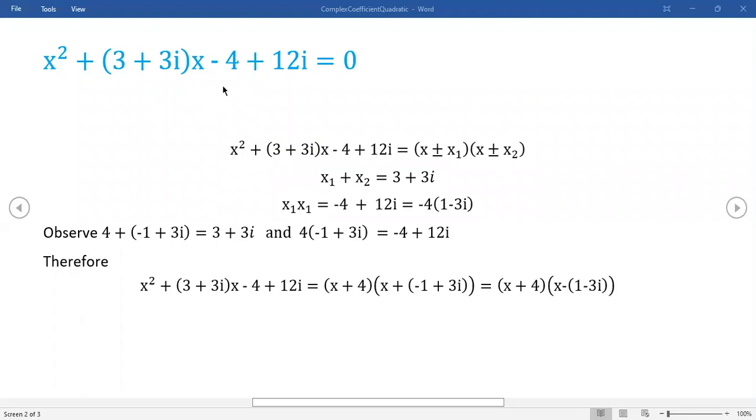I want to spend some time with you on something that came up when I was working on making a Vieta's formula, you know, the Vieta's results. It was dealing with polynomials with complex coefficients. So I have this quadratic here with complex coefficients. You can see that the x term has a complex number coefficient of 3 plus 3i. And then this constant term here is minus 4 plus 12i.